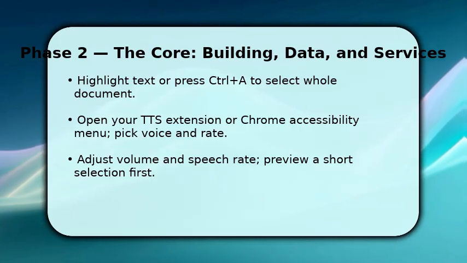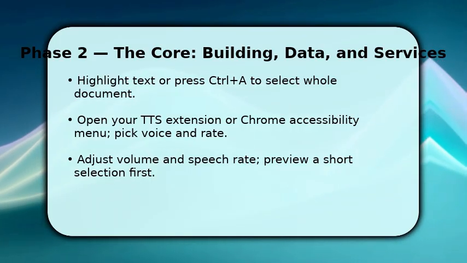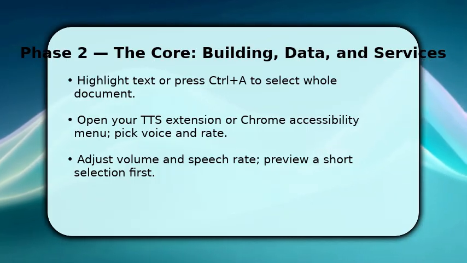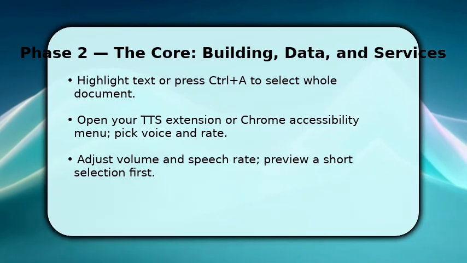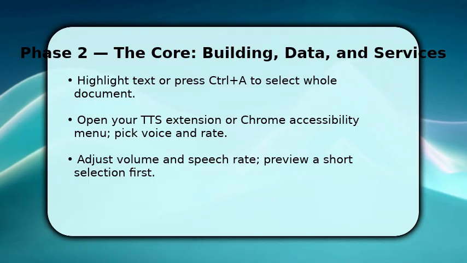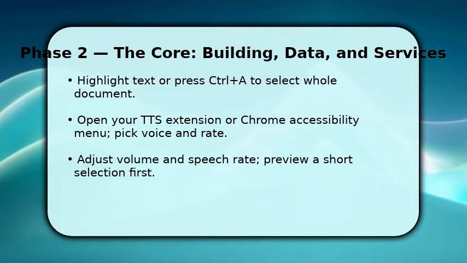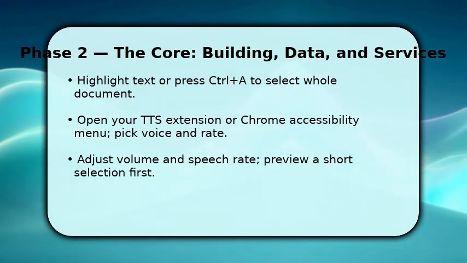Next, open your chosen TTS tool, either the browser extension or Chrome's accessibility menu, and pick a voice and speaking rate. You do this because different voices and speeds affect comprehension and pacing. Preview a short selection to confirm pronunciation and rate. Make small adjustments until words sound natural. Also, set the tab volume before you start to avoid sudden loud playback.